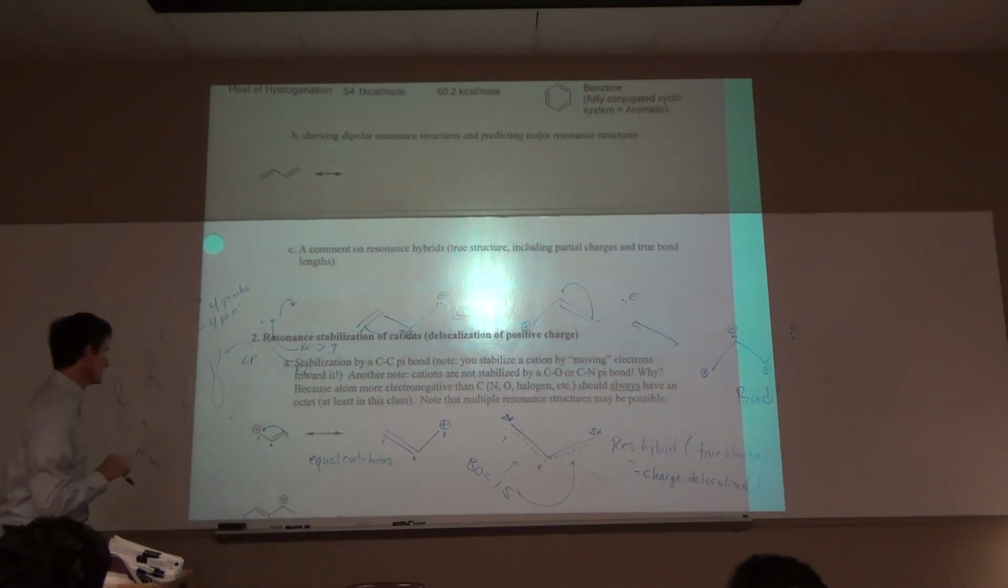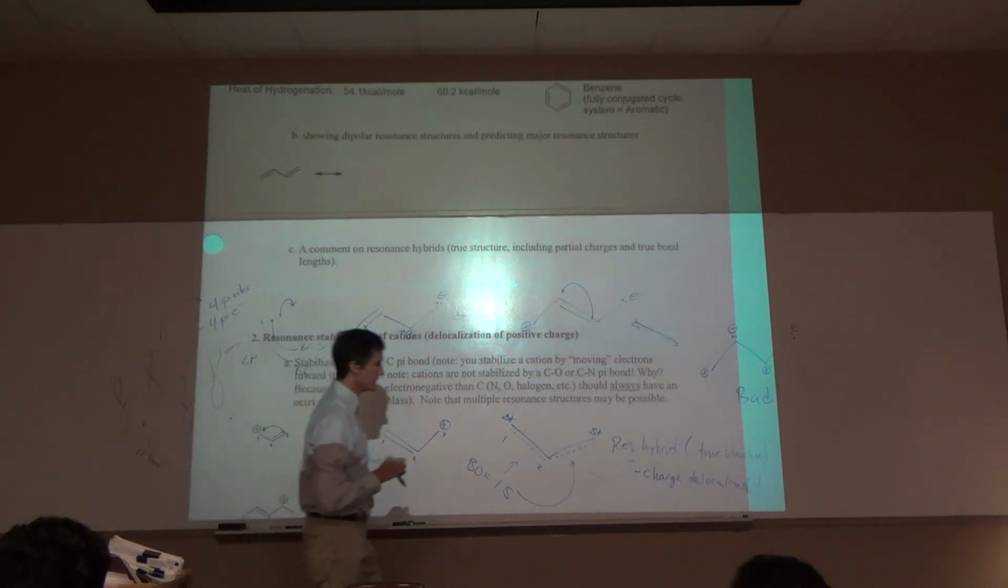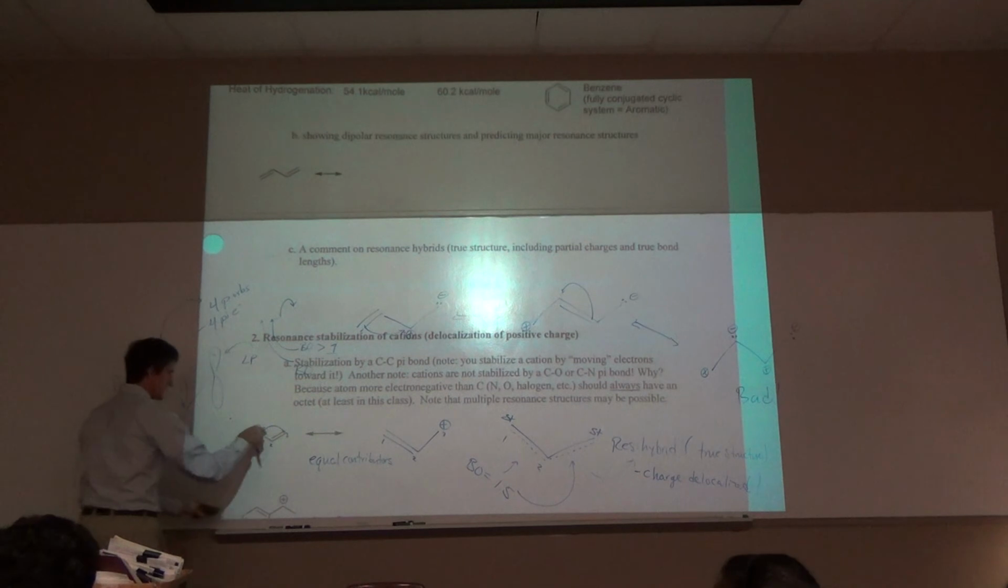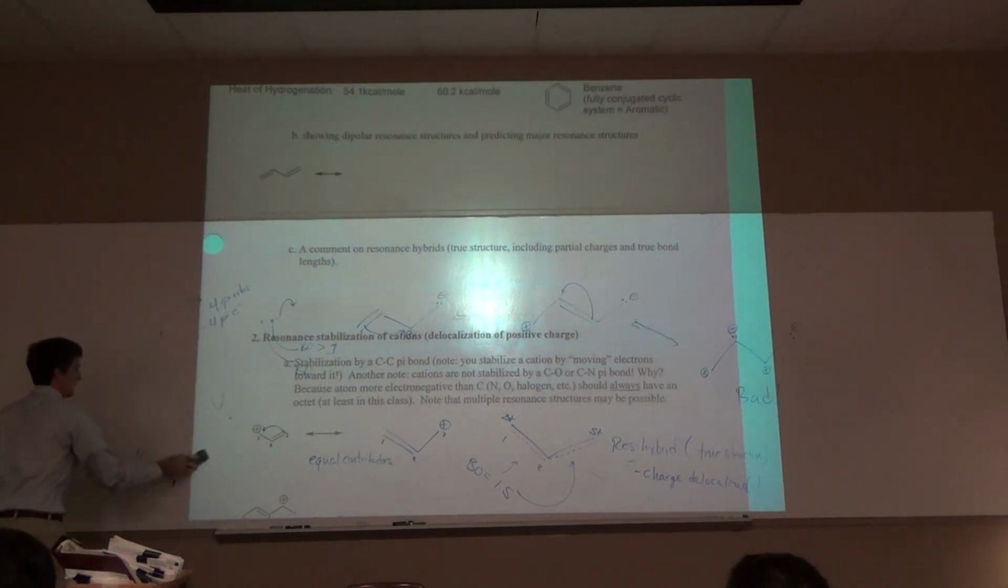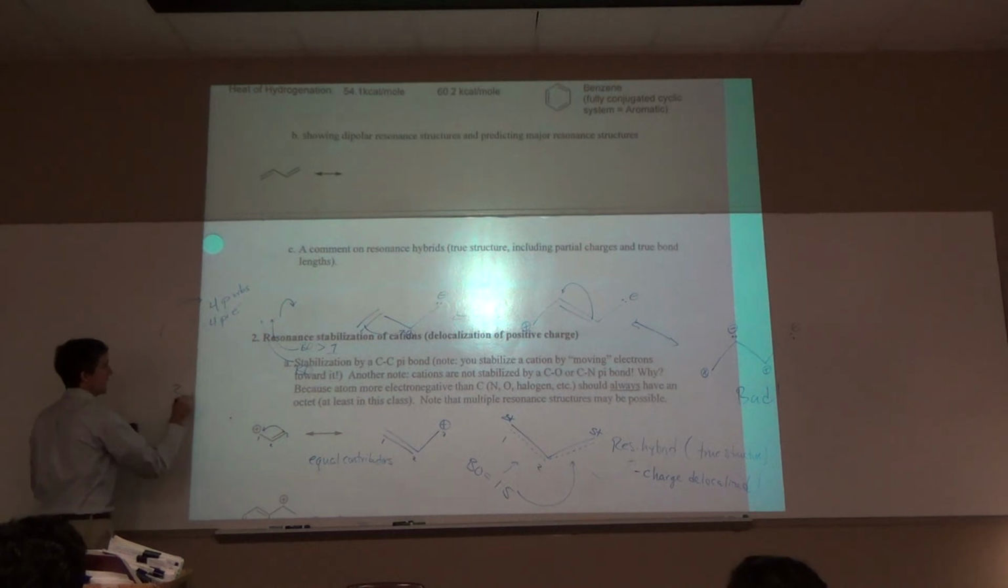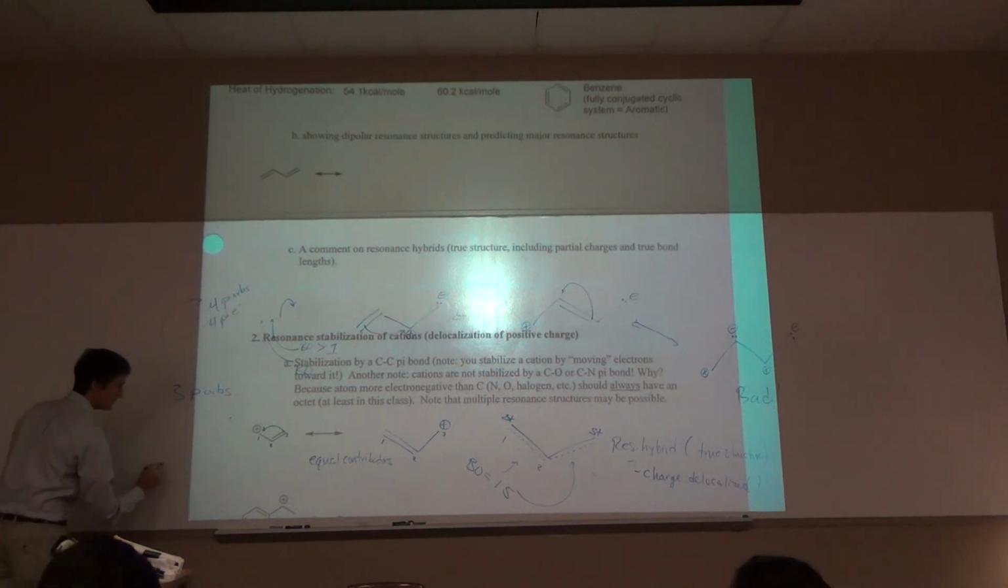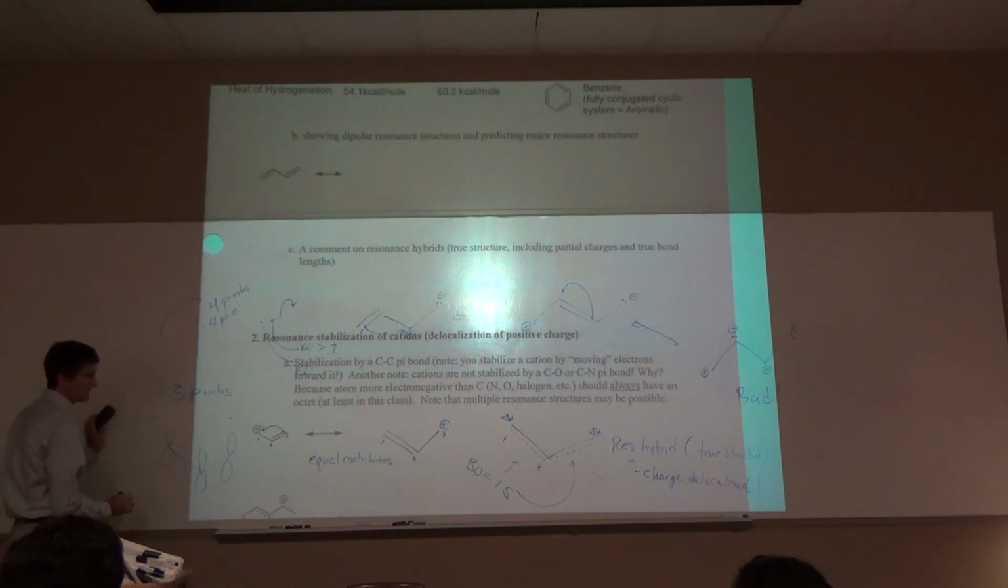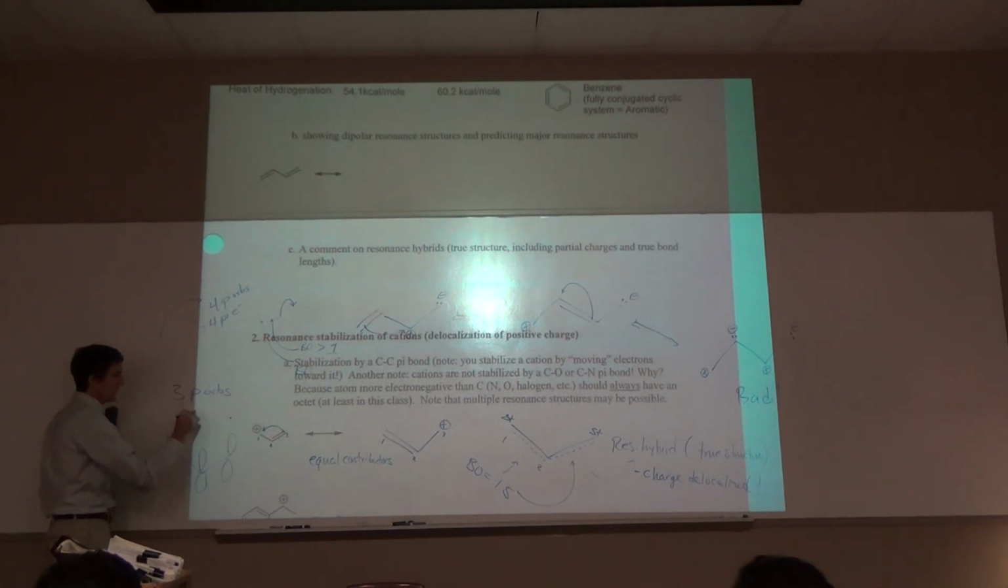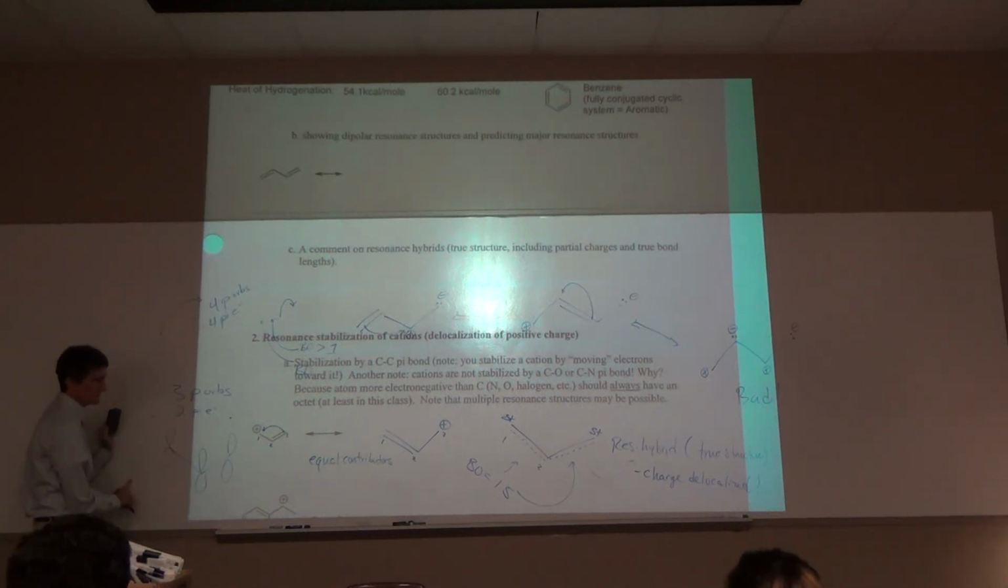We'll keep going. Resonance structures. By the way, how many p orbitals in this cation, in this structure? 3 p orbitals? Yeah, 1, 2, 3. That is, if we drew it, we have p orbital, p orbital, p orbital. How many pi electrons in the system? 2 pi electrons, right? Here's your system. Put the 2 in there.